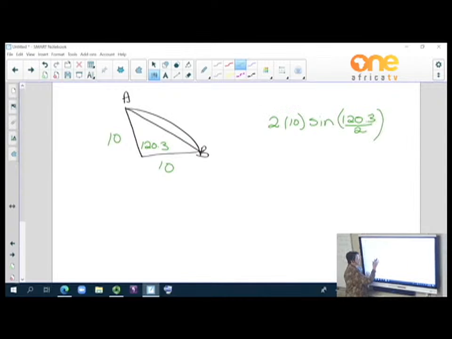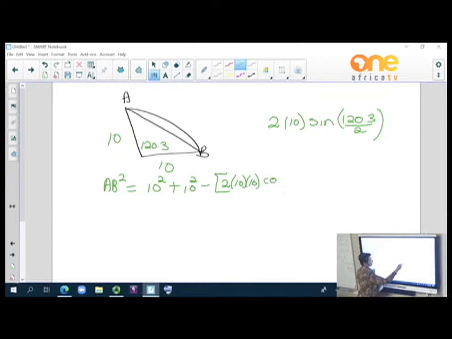Okay, so I use the cosine rule here. So I said AB squared. And people, this is what it is. Trigonometry and geometry are often mixed. So it's then 2 times 10 times 10 cosine 120.3 degrees. This is the formula that we will be using. Trigonometry that we've done now.